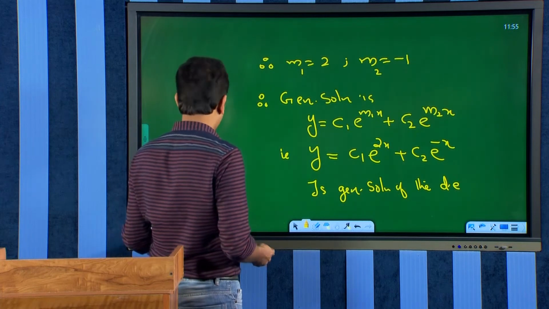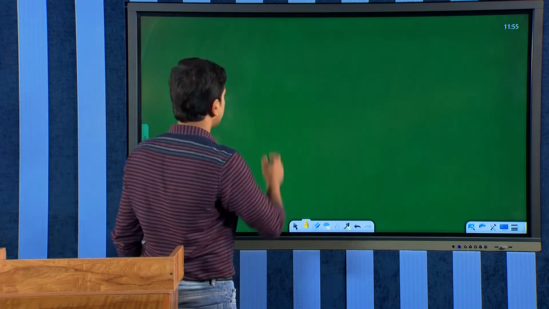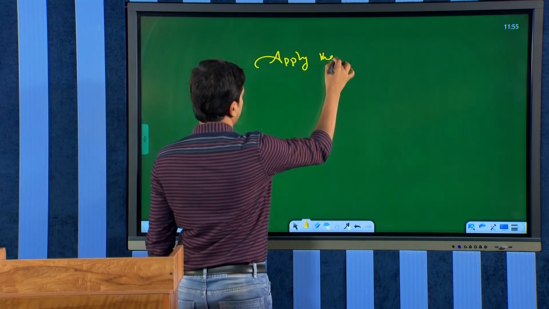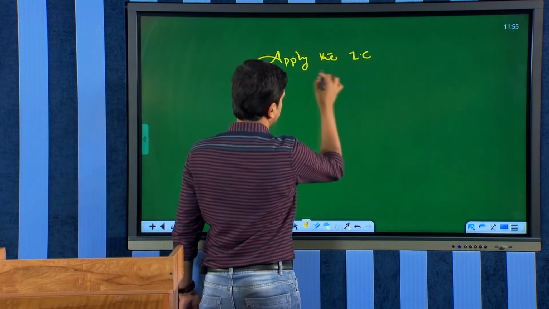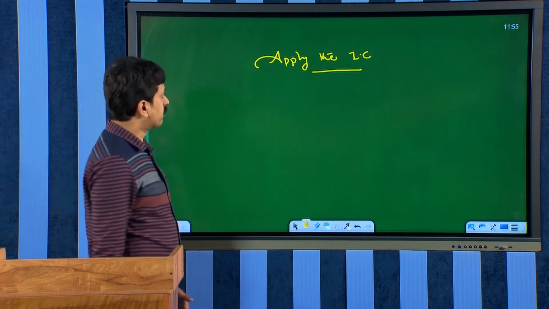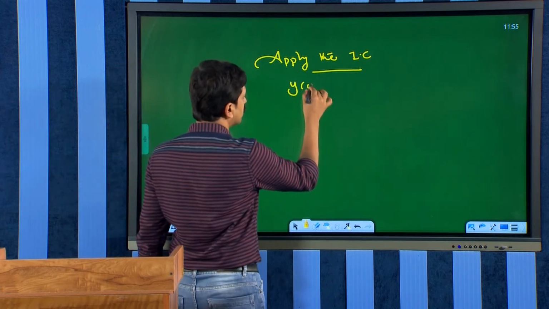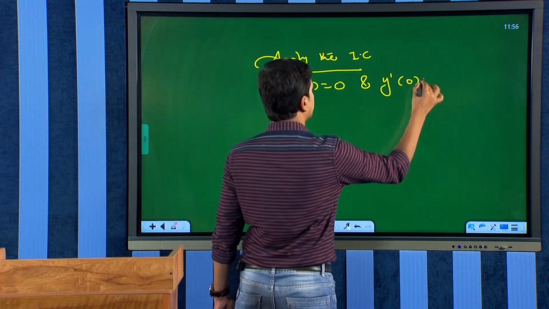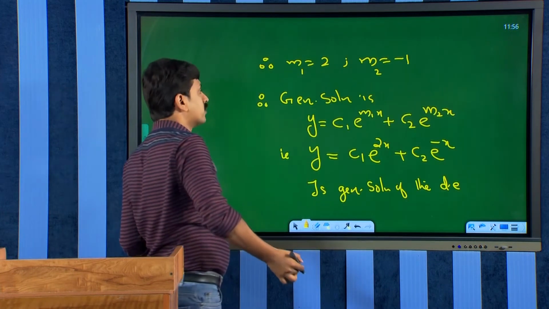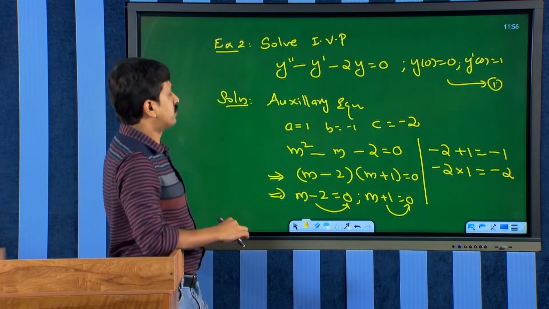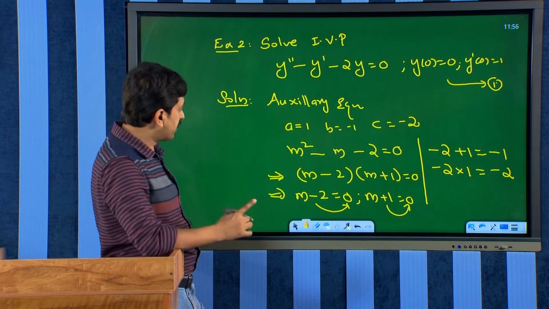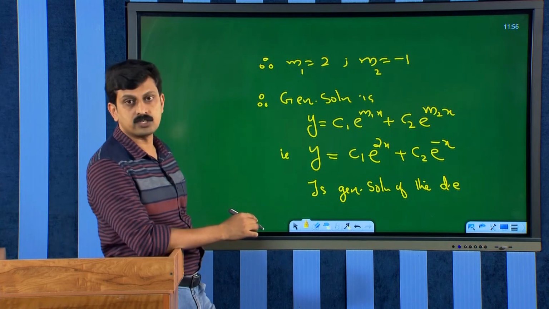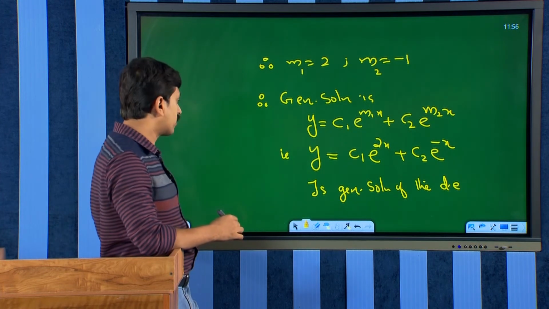So, apply the initial conditions, ICs. Given that y of 0 equal to 0 and y dash of 0 equal to 1. Here we have the general solution c1 e raised to 2x plus c2 e raised to -x, and y of 0 equal to 0.